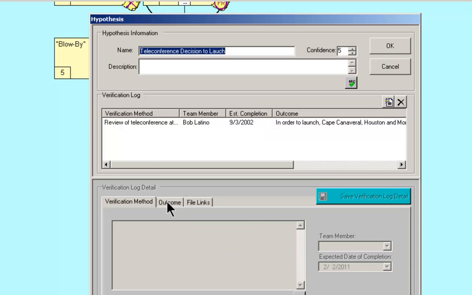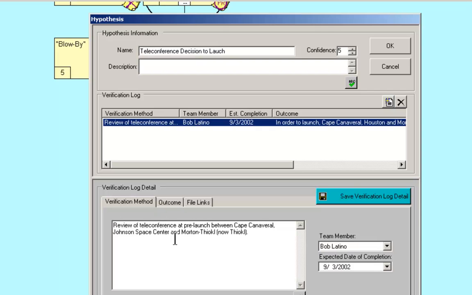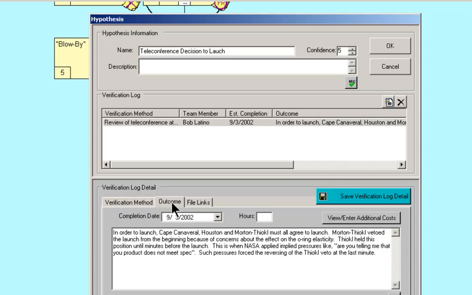A review of the teleconference at pre-launch between Cape Canaveral, Johnson Space Center, and Morton Thiokol, the manufacturers of the solid rocket boosters. In order to launch, Cape Canaveral, Houston, and Morton Thiokol must all agree to launch. Morton Thiokol vetoed the launch from the beginning because of concerns about the effect on the O-ring elasticity. Thiokol held this position until minutes before the launch.